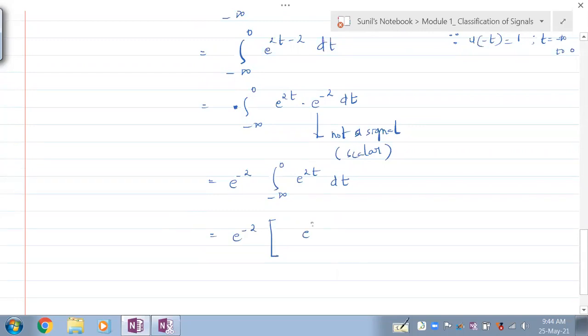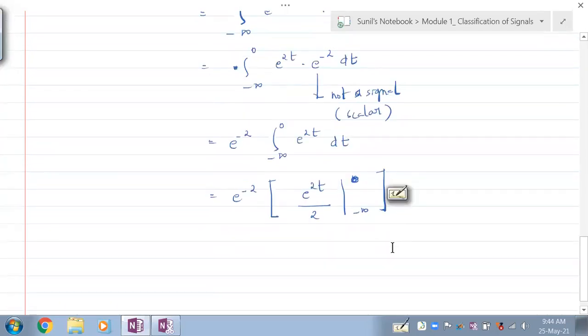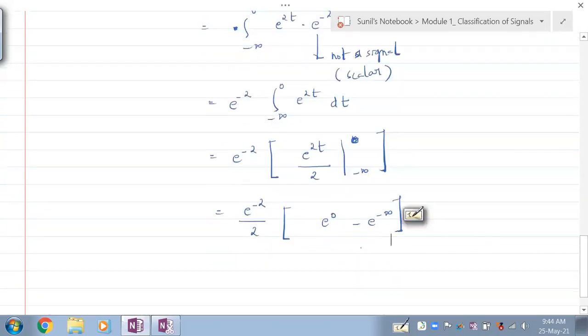Integration of e power 2t is e power 2t by 2, and let's apply the limits of integration, which is minus infinity to 0. Fine. So let's have these scalars out. Let's apply the limits of integration. It is e power 0 minus e power minus infinity. So this is 1, and this is 0. You have seen that in the previous problem.